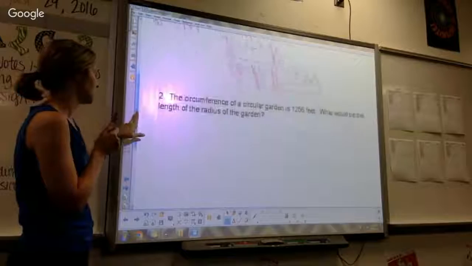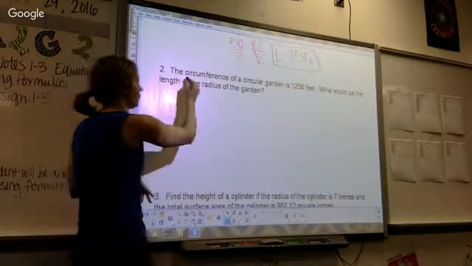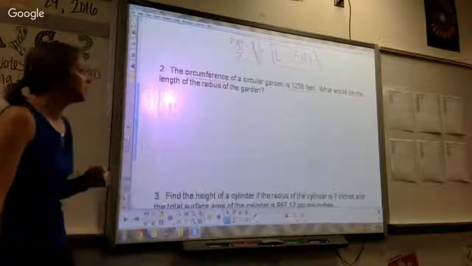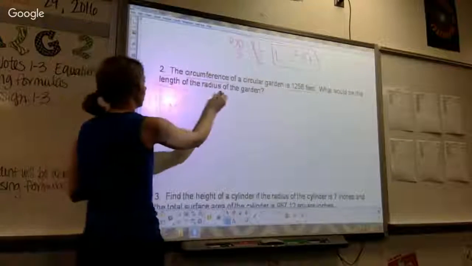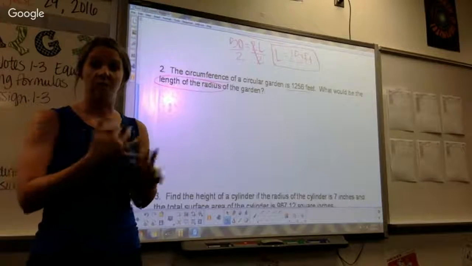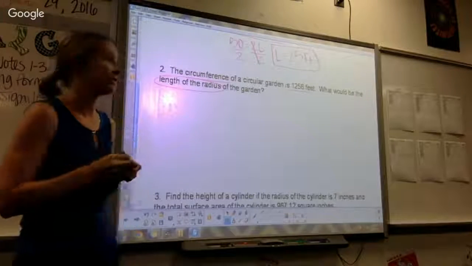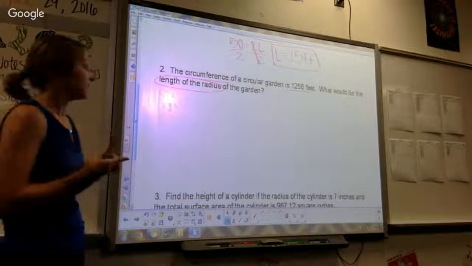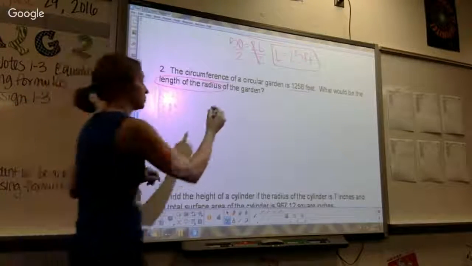Okay, looking at number 2, it says the circumference of a circular garden is 1,256 feet. What would be the length of the radius of the garden? So there's not a radius formula, but there is a circumference formula. So you need to find that on your formula chart. There's 2 different ones. We're trying to find R, which is the radius, so make sure you use that one.